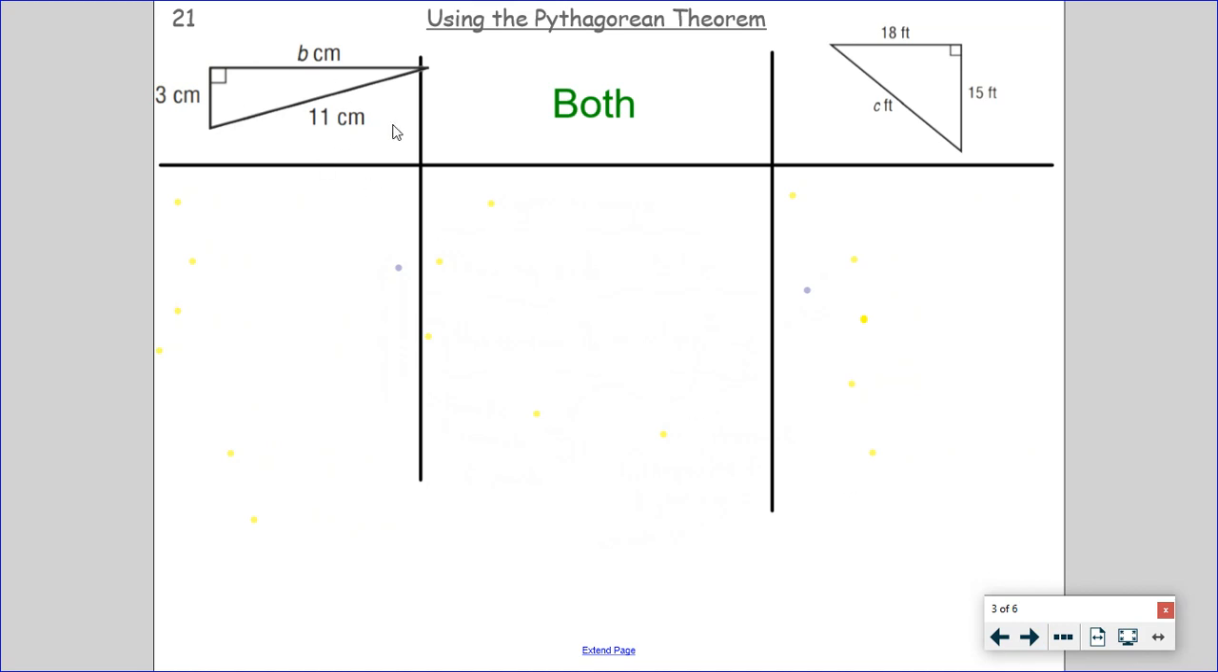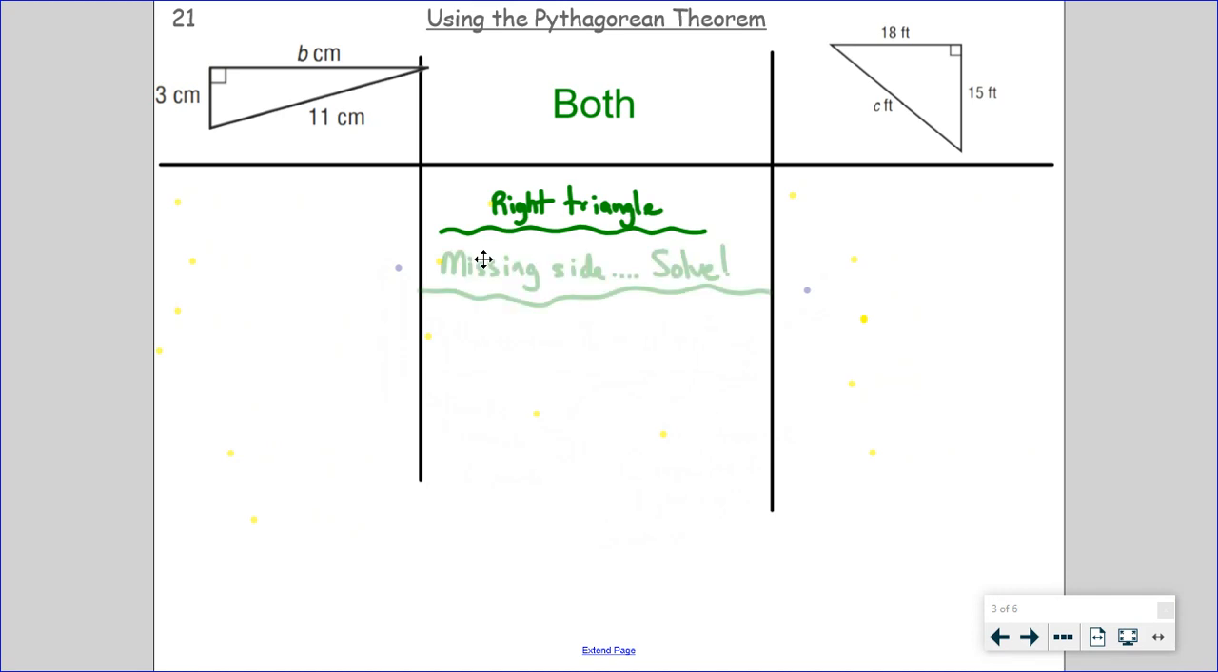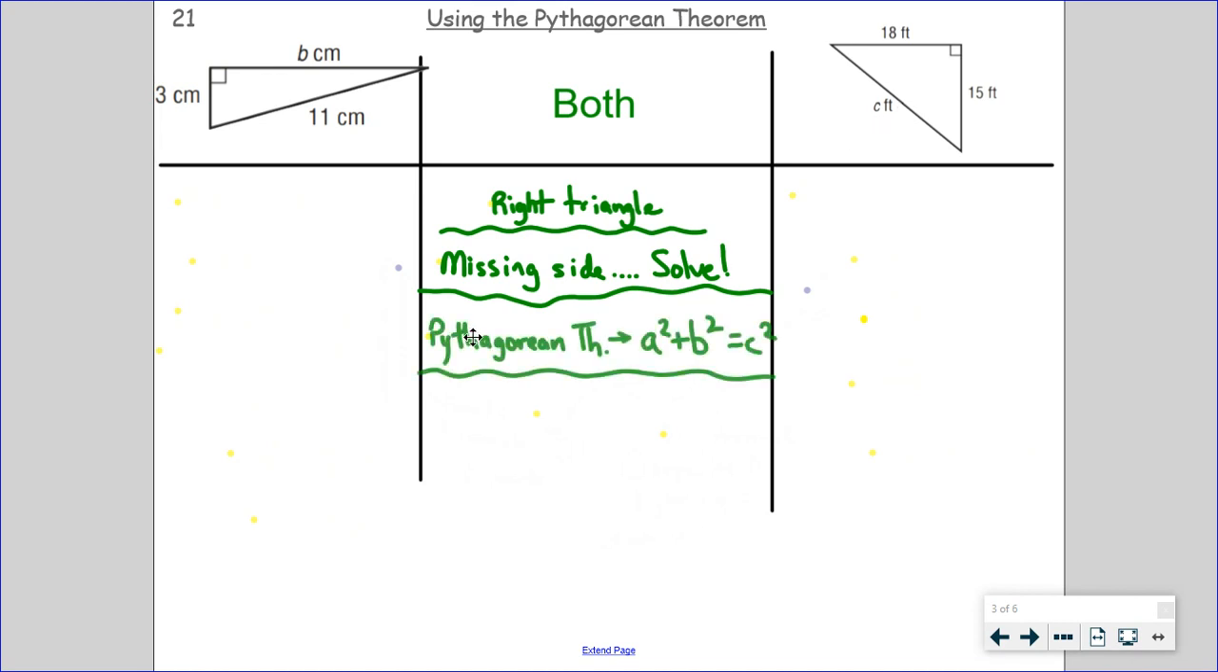Here we have a right triangle, here we have a right triangle. Well, indeed, they are a right triangle, and therefore we can find a missing piece. In this case, that missing piece is labeled B. In this case, the missing piece is labeled C. But a similarity for both, because they're using right triangles, we can use the Pythagorean theorem.